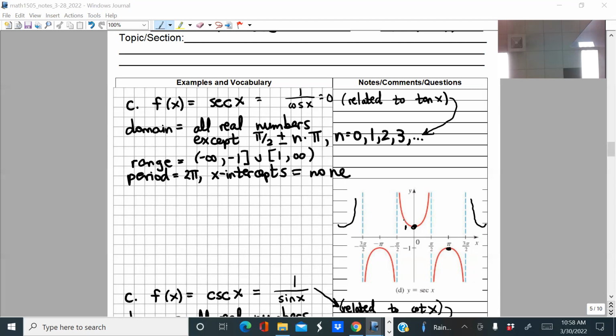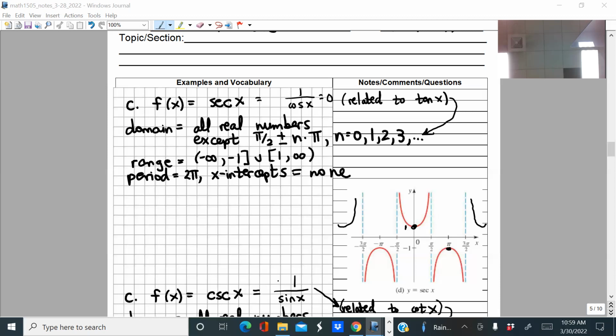Notice that for the secant, not only does the curve never cross the x-axis, it never even gets close to the x-axis, right? What's the smallest positive number that the secant becomes? 1, right? And then the largest negative number it becomes is -1. So it never even gets close to the x-axis, much less crossing. Cosecant is going to look very similar, right?